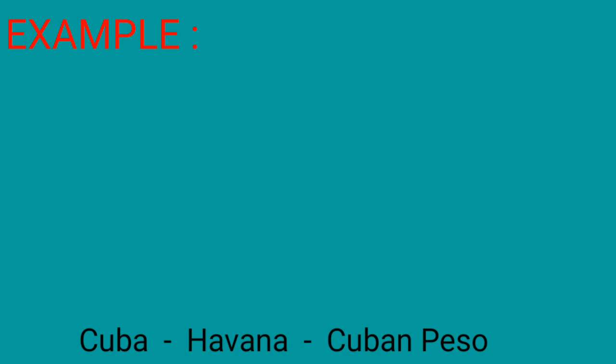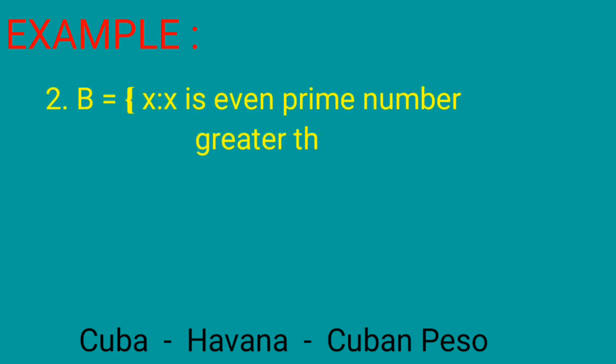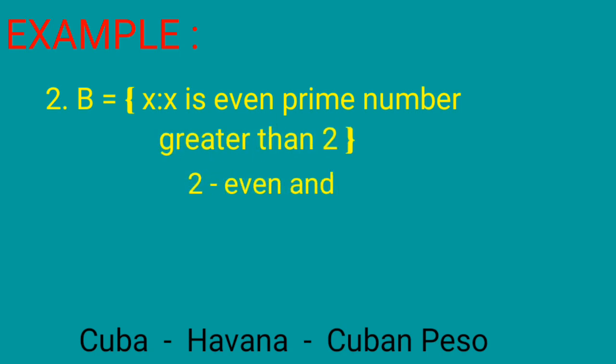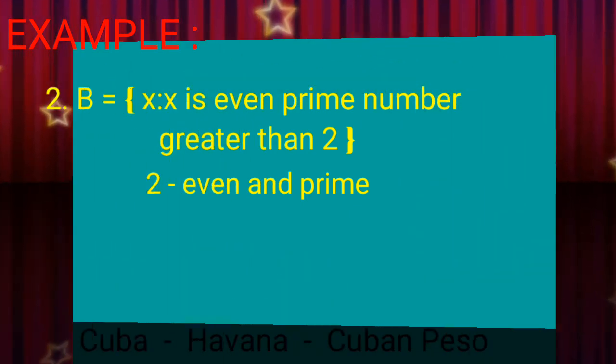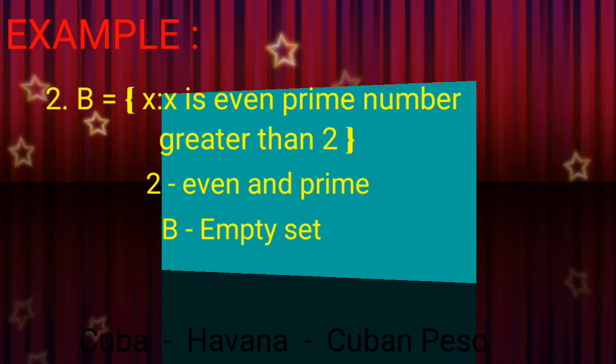Example number 2. I take a set B, that is the set of all x such that x is a prime number greater than 2. As you know, 2 is the only number which is even and prime. So other than 2, all prime numbers are odd. So elements of B are not possible. So B is considered an empty set.